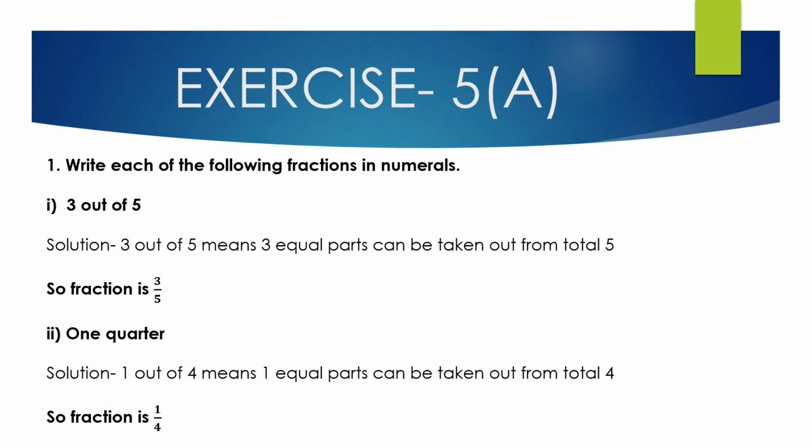The second one is 1 quarter. 1 quarter means 1 out of 4, that is, 1 equal part is taken out of a total of 4. The total number of parts is 4 and 1 part is the part we have taken. So we can represent 1 quarter as 1 divided by 4. So the fraction will be 1 divided by 4.